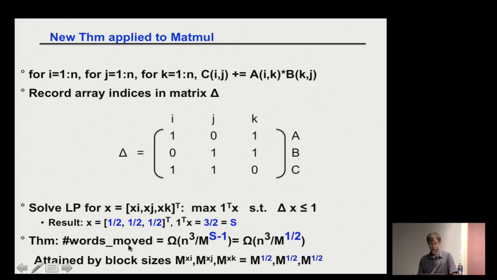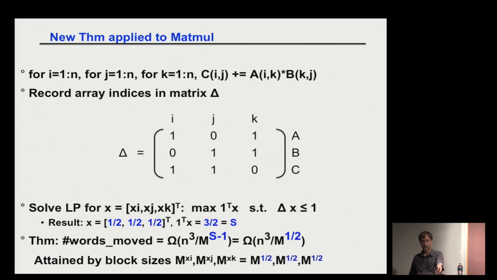And how do you attain it? Well, you're going to have to block the loops. And the question is, what are the block sizes? That's the big unknown. I need to have a block size for i, a block size for j, a block size for k. And there they are. M to the xi is the block size for i, that's m to the 1/2. M to the xj is the block size for j, m to the 1/2, and so forth. So this theorem is true for pretty much any code. I'm just trying to illustrate it here.